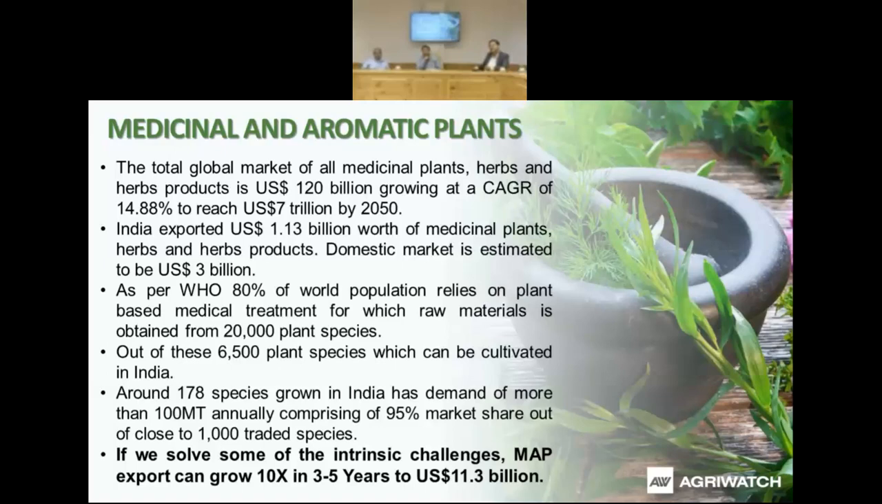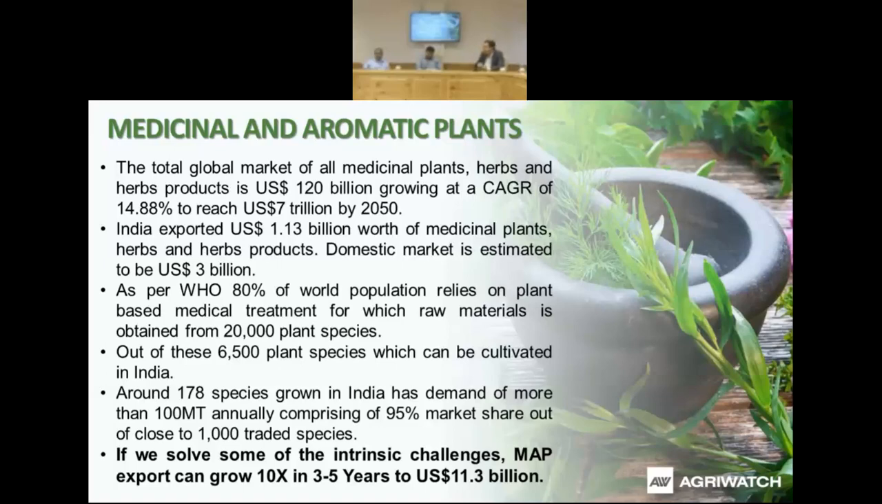The next area where we can talk about 10x possible in the next 3 to 5 years is medicinal and aromatic plants. If you see, medicinal plants, herbs and herb products are roughly a 120 billion global market growing at a CAGR of 14.88%. It is the fastest growing segment in agriculture. And this is going to become a 7 trillion economy by 2050.